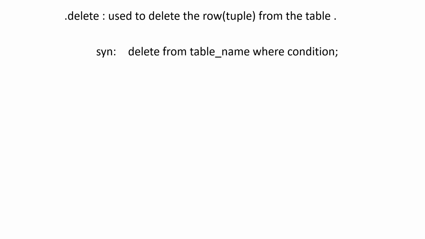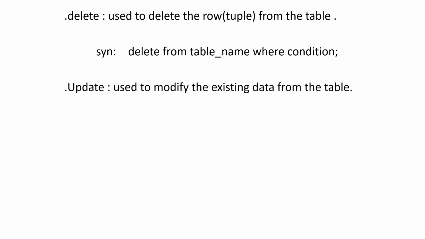The next command is delete. Delete is used to delete the rows from the table. The syntax is delete from table name where condition. Here we're going to use the condition to delete because we don't know which tuple should be removed from the table. So based on the condition given by the user, the tuple will be deleted.